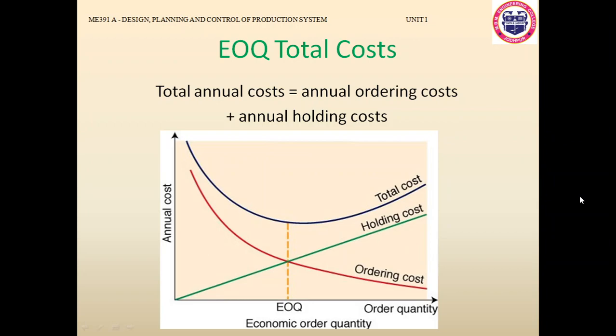So there is a relation between holding cost and ordering cost. The total cost you pay is the annual ordering cost and the holding cost. You order the product, then you hold that product, so that makes the total cost in the case of the EOQ model.